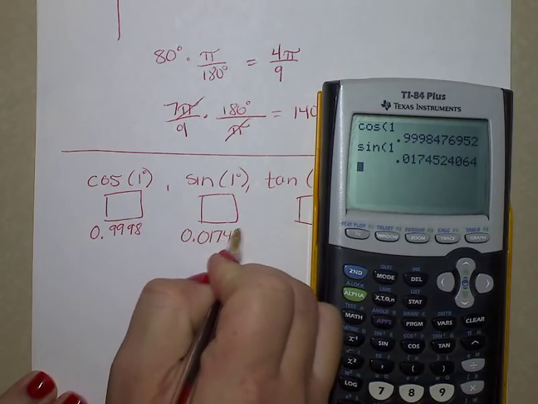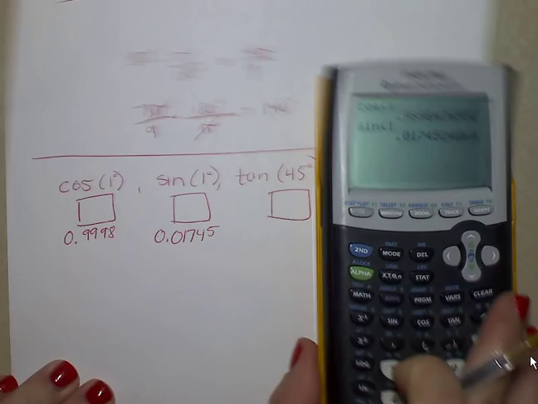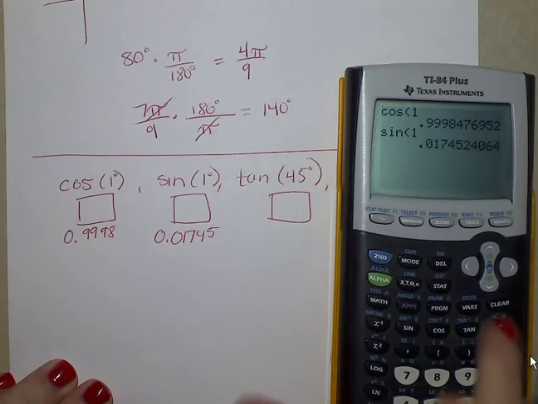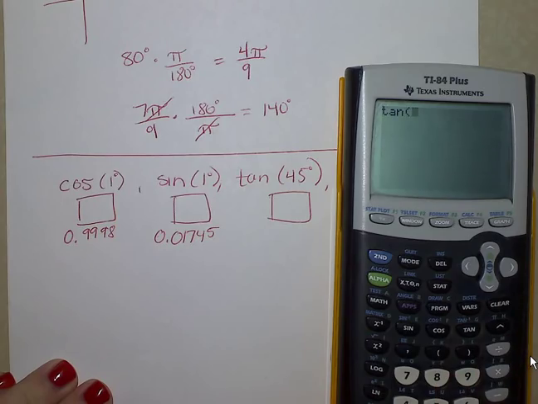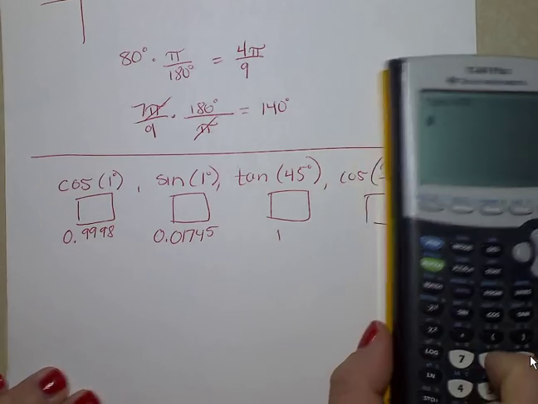0.01745. If you're wondering how many places you have to write down after the decimal, just enough places that allows you to put them in the correct order. Okay, we're still in degrees, so let's do tangent of 45, press enter. Exactly 1.